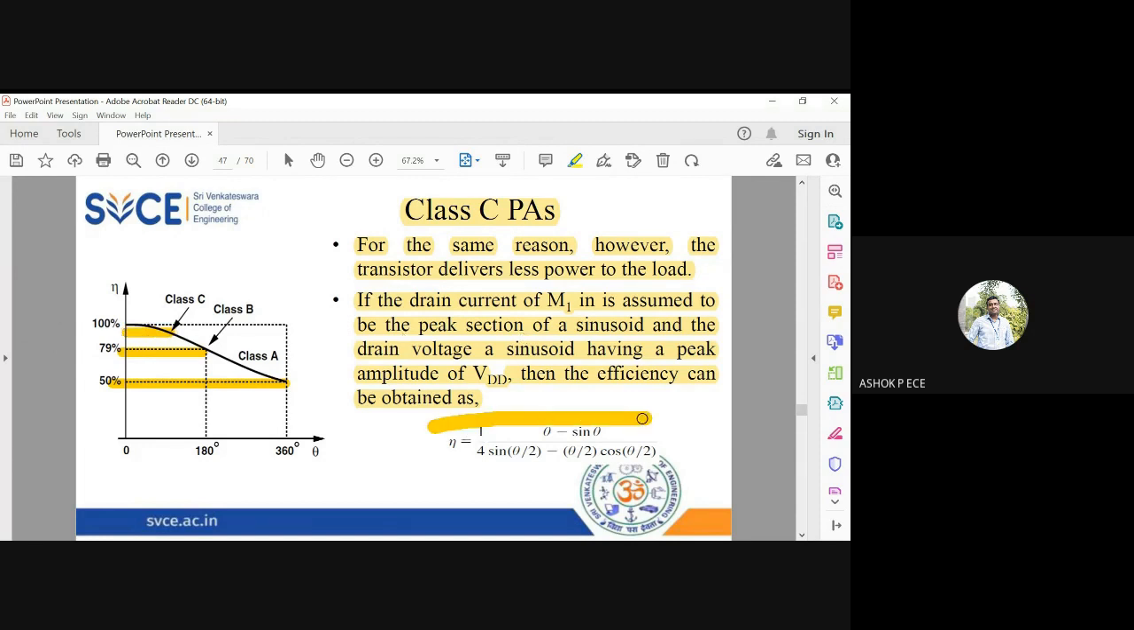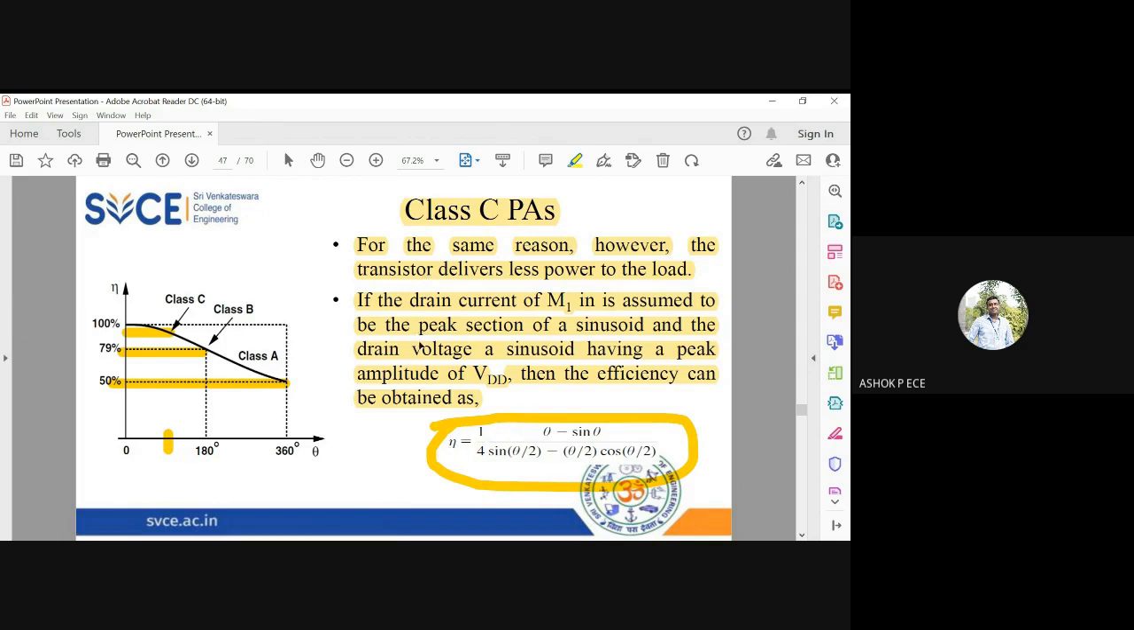And the efficiency in terms of conduction angle is given by eta equal to 1 by 4 times theta minus sine theta. You can use this formula and put theta equal to whatever conduction angle, pi or pi by 2, like that. You can put the conduction angle and you can find out the efficiency. For class A, theta will be equal to 2 pi. For class B, theta will be equal to pi. For class C, it is less than 180. You can put any value less than 180 for class C, and you can find out the efficiency.